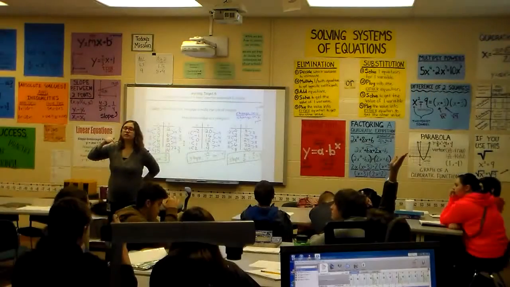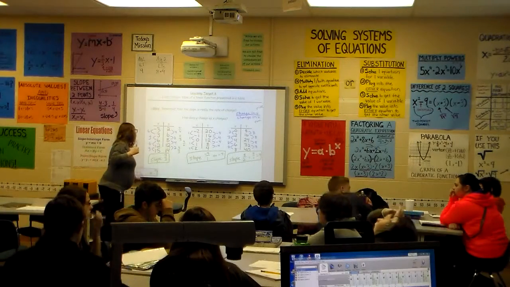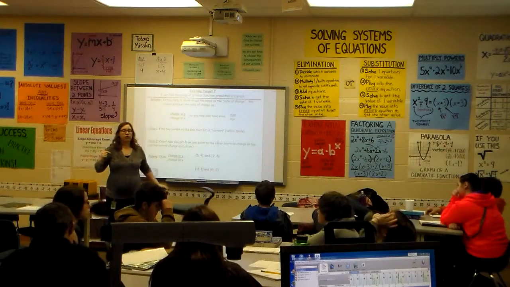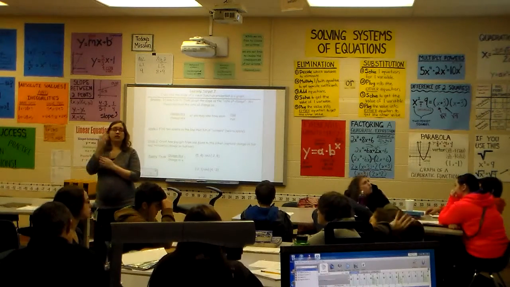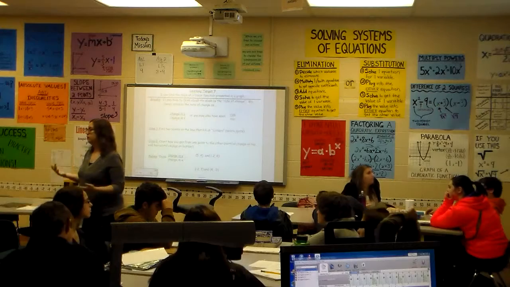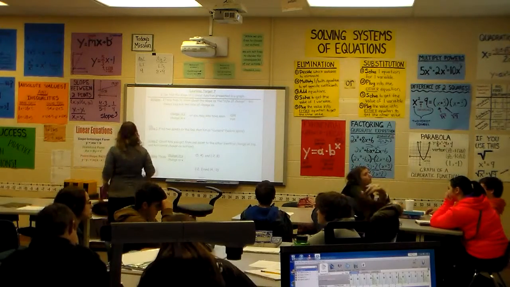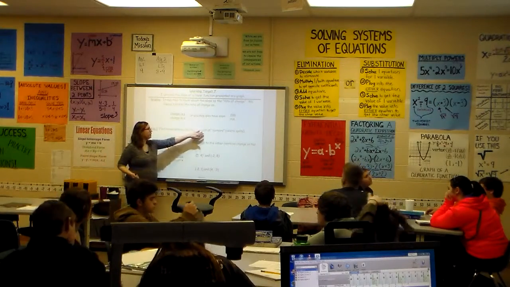The last one is learning target 7, and this is finding the slope in a graph. Now, you could think of this as change in y over change in x, or you could think of it as rise over run. The way that we do it is first we find 2 points on the line that hit at corners.